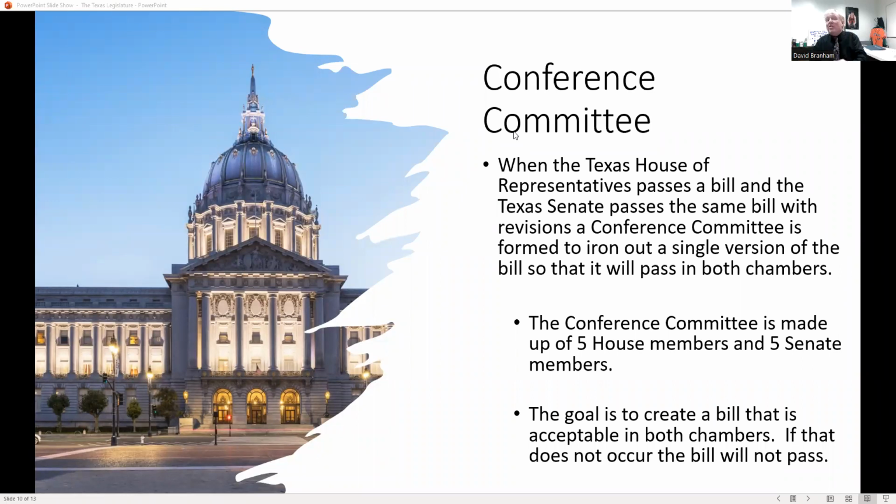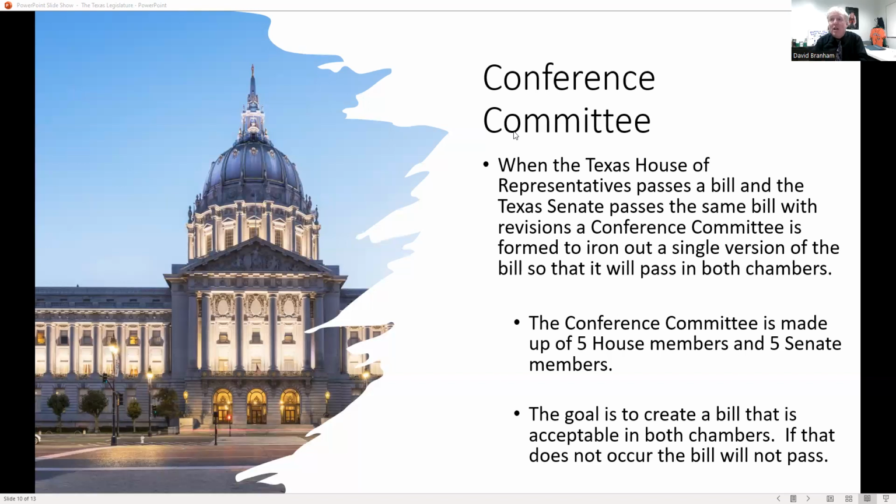When the Texas House of Representatives passes a bill and the Senate passes the same bill with revisions, they have to call a conference committee to iron out a single version of the bill. So it'll pass in both chambers. These are called conference committees. They're made up of 5 House members and 5 Senate members. And the reason why they have these 5 is that those 5 need to know exactly what will pass in their House or their Senate.